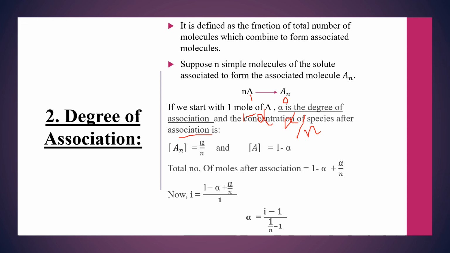On putting this value into the Van't Hoff factor equation, we get the total number of moles after association divided by the number of moles before association, that is 1. Before association it is 1. Now on rearranging the equation, from here we get the value of the degree of association, or the extent of association, alpha, that is i minus 1 divided by 1 upon n minus 1.